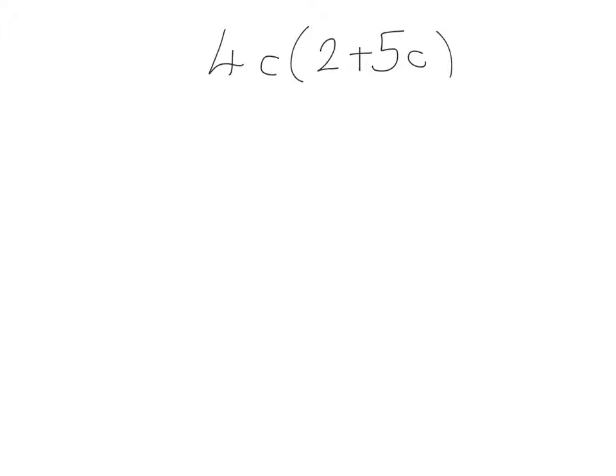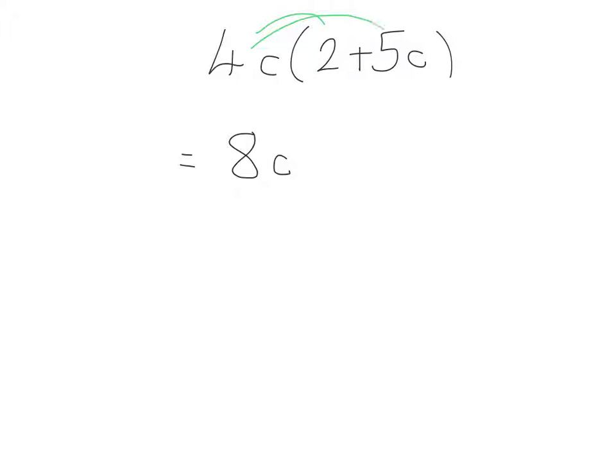Okay, here we've got a similar question where we have to multiply out the bracket. It's just this time the terms are a little bit more complex, but we still follow the same process. 4c out in front of the bracket multiplies everything inside that bracket. So, what I say is we draw on your eyebrows. So, 4c times 2 is 8c.